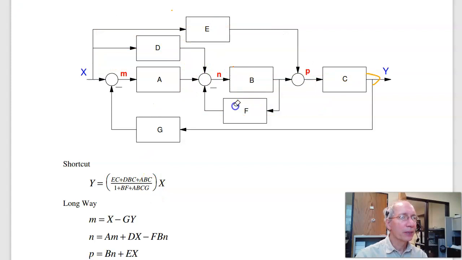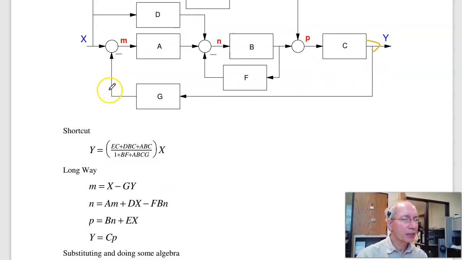Doing it the long way. Label each summing junction, and then write your equations. M is x minus g times y. N is d times x plus a times m minus fbn. P is b times n plus c times x. And y is c times p.